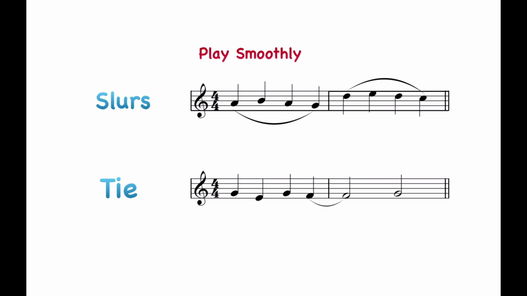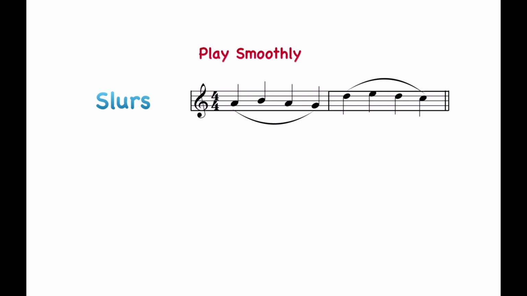Well, the slur means you have to play those notes smoothly. And the tie means you have to play the two notes that are tied as a single note using both the notes' durations. So I'll show you what I mean. So slurs mean to play smoothly. And the correct musical term for that is legato. And by saying the notes are played smoothly, I mean that the notes are played more fluidly. They run into each other a bit easier.